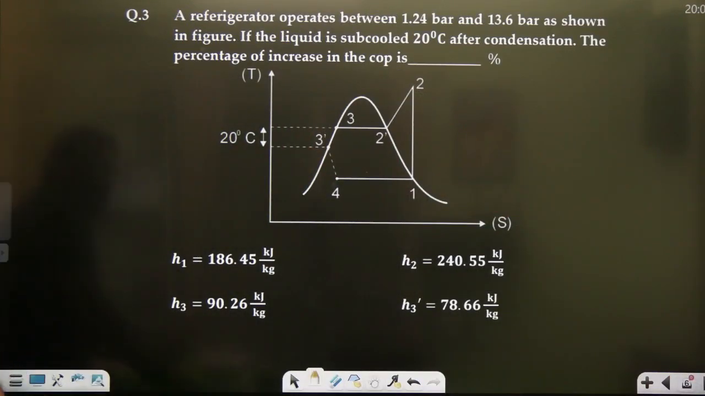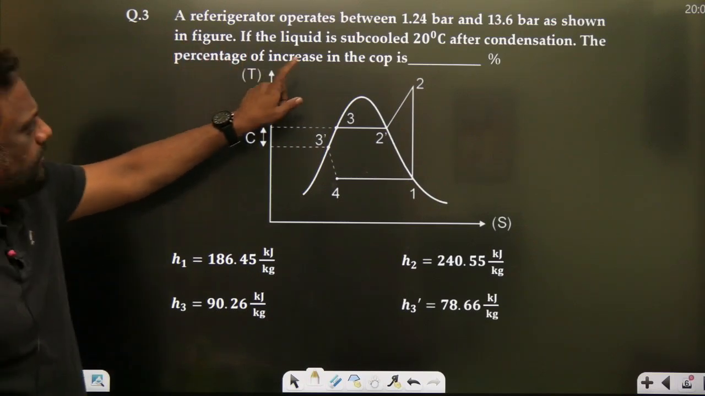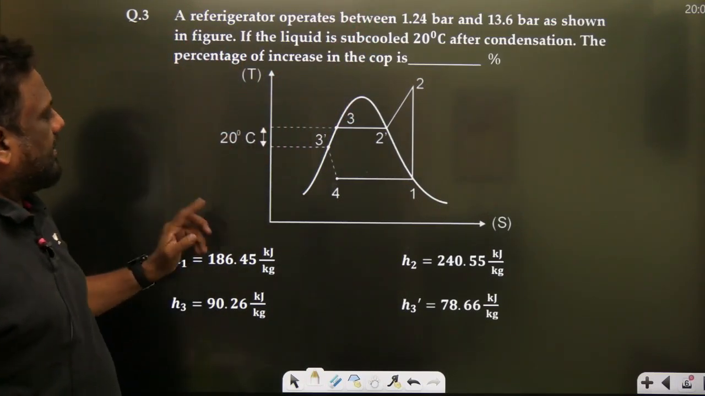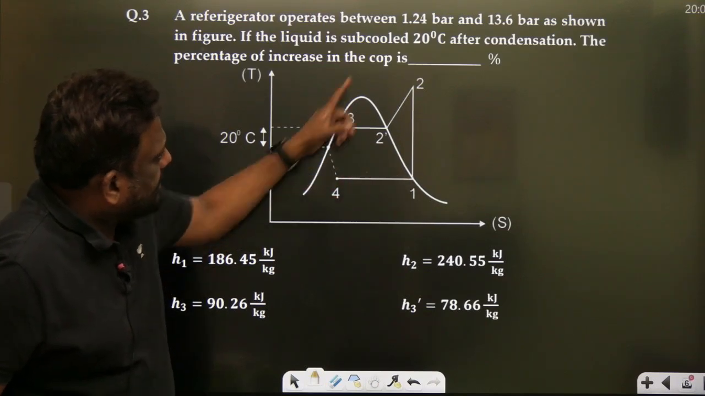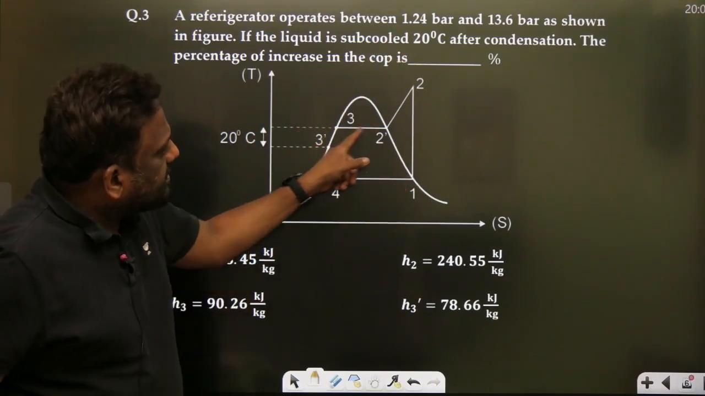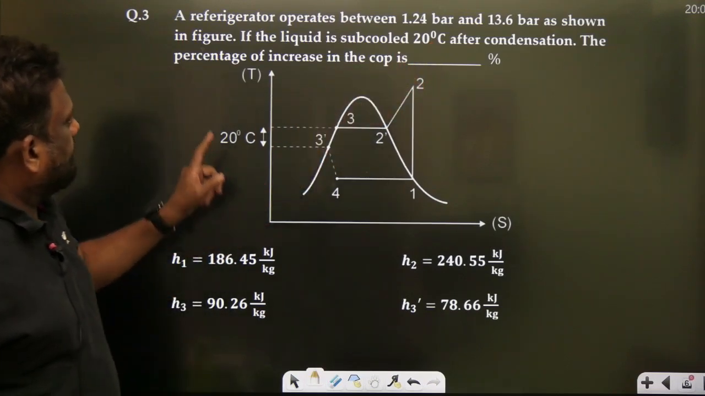Read this question, a good question. A refrigerator operates between 1.24 bar and 13.6 bar. The lower pressure is 1.24, that is the evaporator pressure, and the condenser pressure is 13.6.